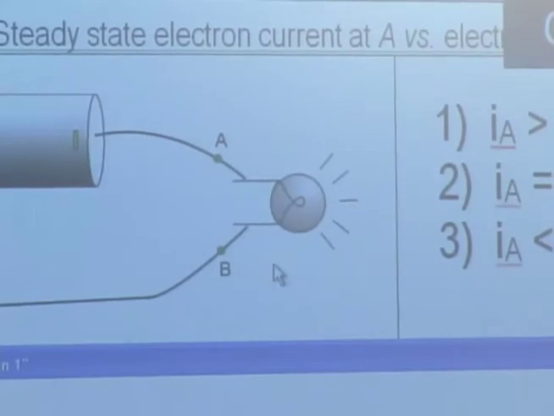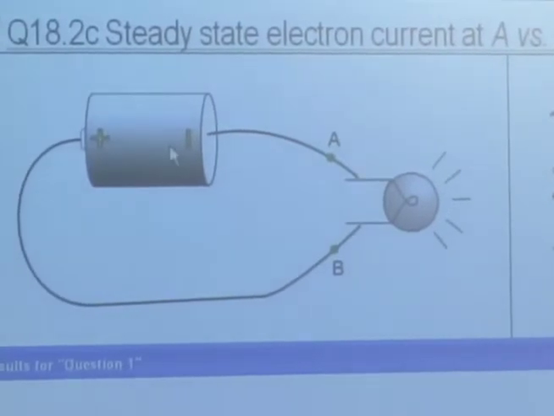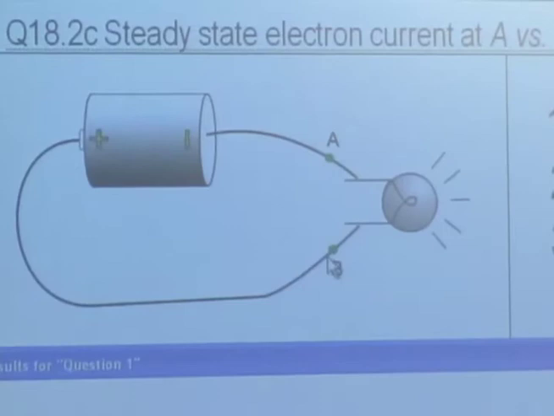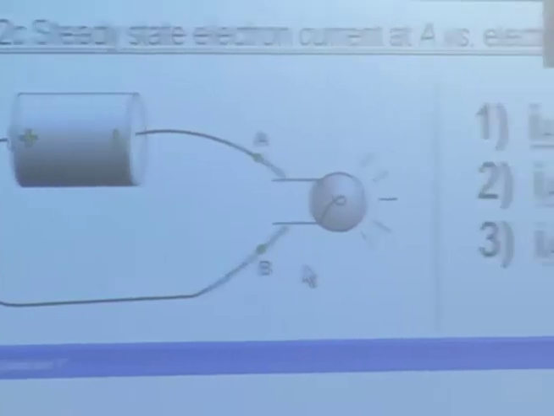Okay. The number of electrons flowing out of the battery per second has got to be equal to the number of electrons flowing into the battery at any given time. The number of electrons flowing into point B has to be equal to the number flowing out of point B at any given time. Okay, so a node is just a spot in the circuit.